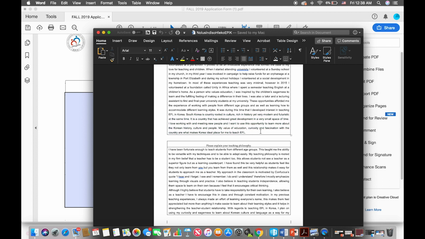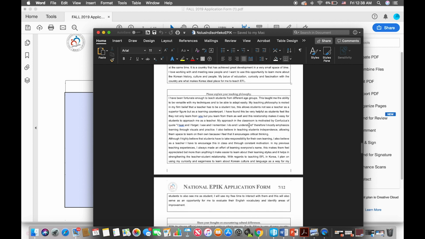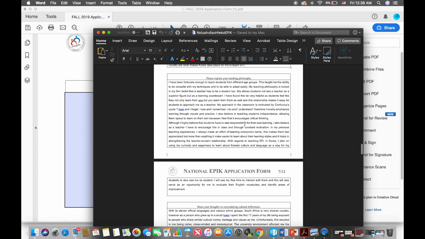My value of education, curiosity and fascination with the country are what makes Korea ideal for me. The second question is the same as the current application form, which is: please explain your teaching philosophy. Over here, I mentioned that my teaching philosophy is rooted in the firm belief that as a teacher, you have to be a student too. This is where I wrote that.